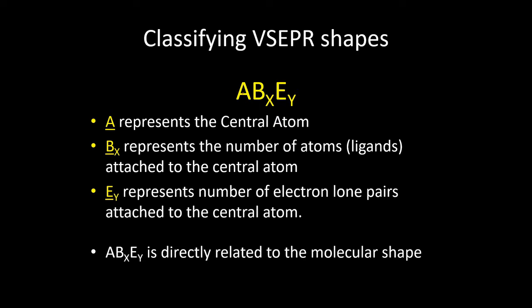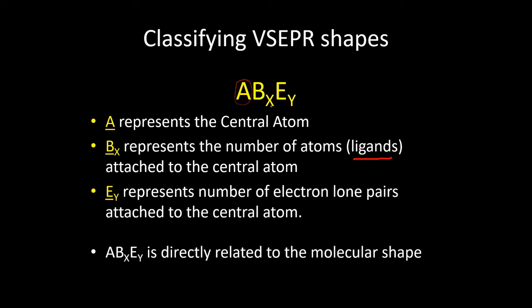A in this classification system represents the central atom, and so it is always going to be there. We're not going to change it at any point. It is always just going to start with A by itself. Bx is the number of things bonded to it. These are often called ligands, by the way. It's just the sciencey term for the atoms attached to the central atom.